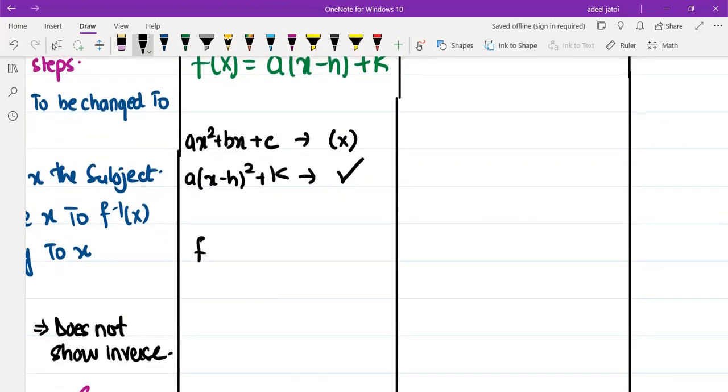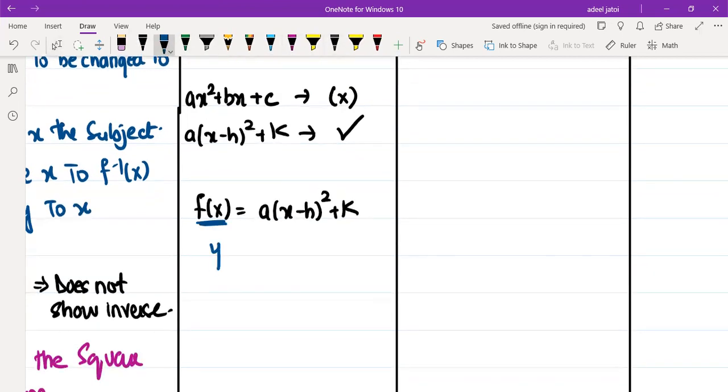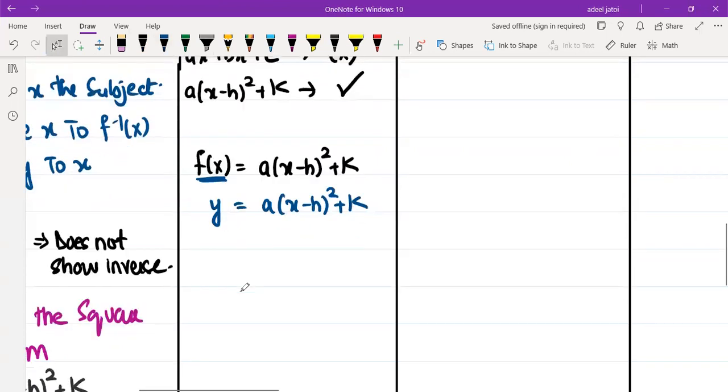So that means if f(x) is a(x minus h) whole square plus k, what do we need to do? Your first step is to change f(x) to y equals a(x minus h) whole square plus k. The other step is to make sure that your x is the subject. So your plus k goes on that side, becomes negative. The a that is being multiplied will be divided. Your square will have what? Under root. And then minus h will become what? Positive h. So if we write this down, your y minus k divided by a, under root, plus h will become x.